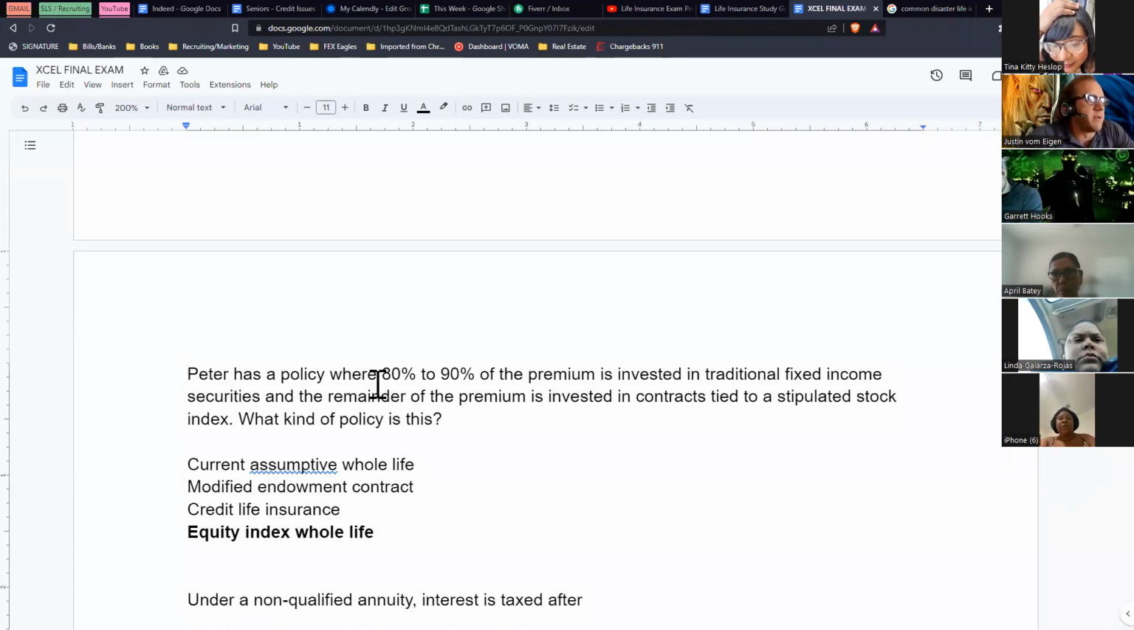So Peter has a policy where 80 to 90% of the premium is invested in traditional fixed income securities, and the remainder of the premium is invested in contracts tied to a stipulated stock index. What kind of policy is this? It's an equity index whole life. It's important to know where the premiums are invested. Okay.